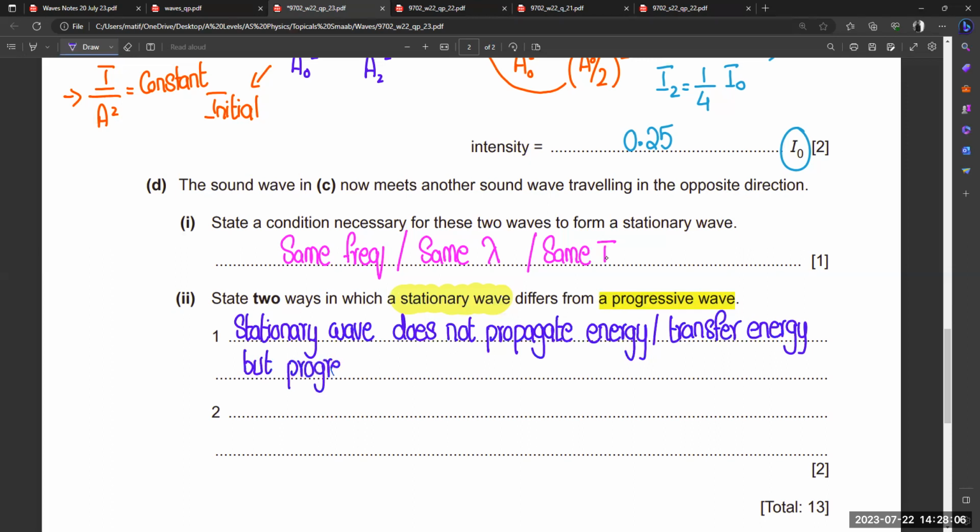Also, I think the progressive wave is moving, right? So that means it shouldn't have nodes or antinodes, but the stationary ones should have. That is the second difference. You now got the second point, that there is a difference in the node and antinode concept, because in a progressive wave we never discuss this concept of node and antinode.